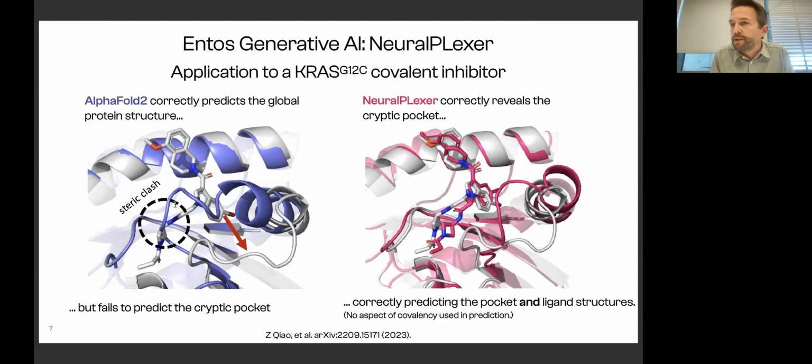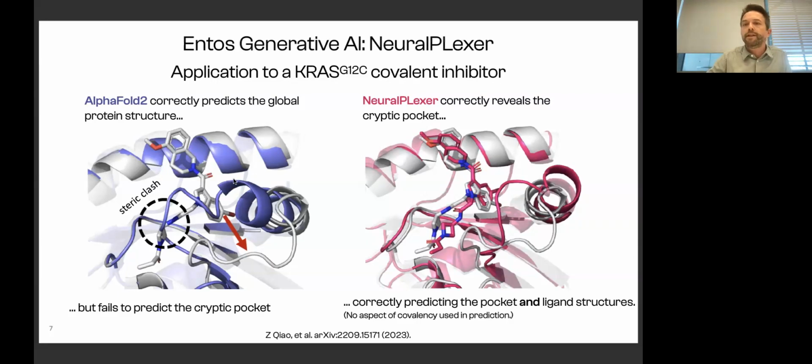AlphaFold, having trained only on structures that are blind with respect to that conformational rearrangement associated with a cryptic pocket, places the alpha helix in such a way that occludes the pocket and therefore misses the appearance of that pocket and provides a strong steric clash. So you see the difference between what AlphaFold predicts in blue versus what the crystal structure would be in gray.